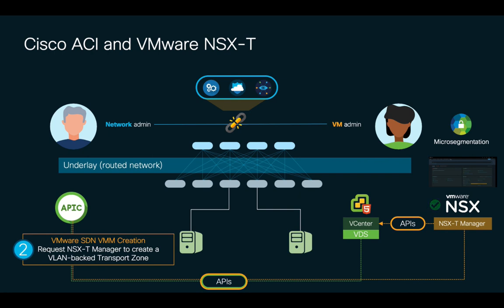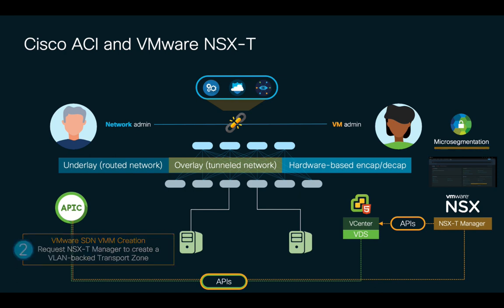Transport zones are used by NSXT Manager to control which hosts and VMs can participate in a particular network. Those transport zones can either be overlay-based or VLAN-based. ACI integration to NSXT is based on VLAN-based transport zones, which allows to consolidate both underlay and overlay functions on ACI, removing the need for complex network configurations through T0 and T1 virtual routers, and leveraging network hardware performance while preserving micro-segmentation functions on NSXT Manager, as we will see.